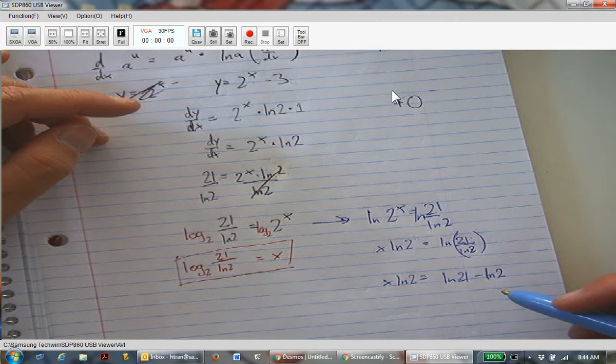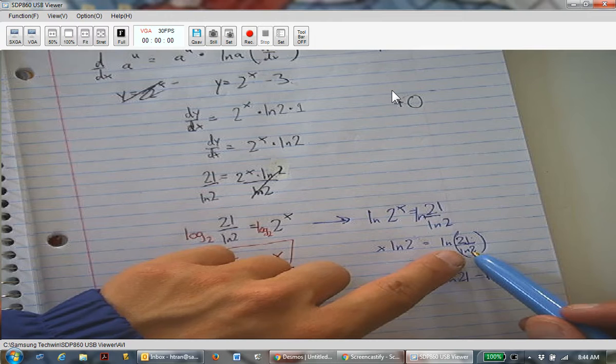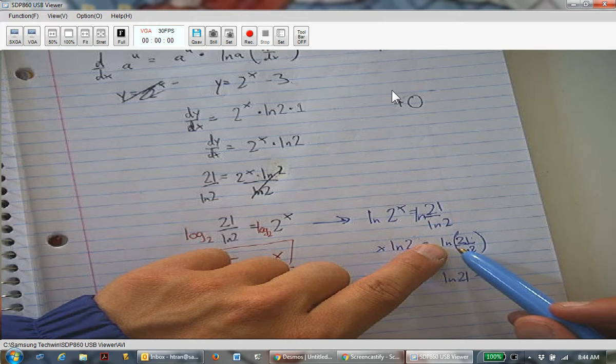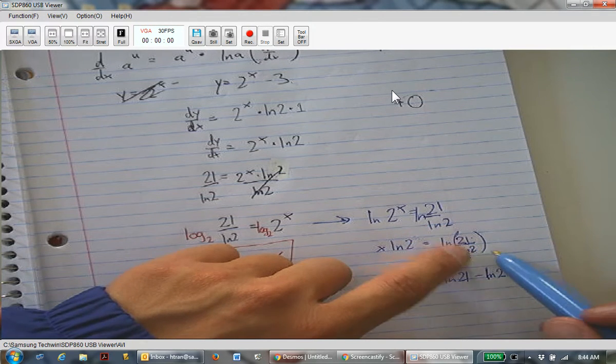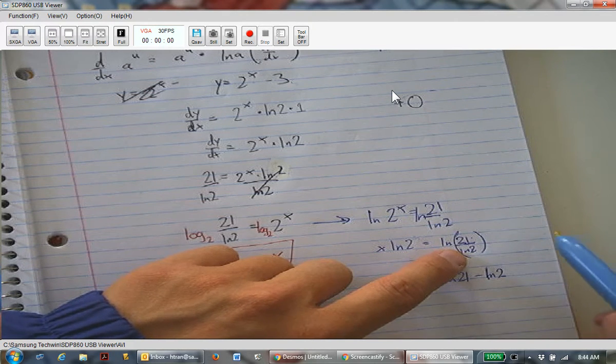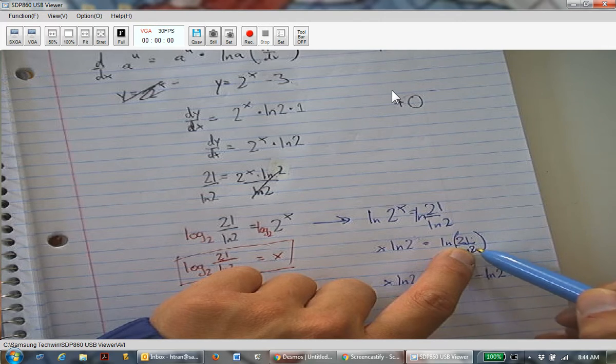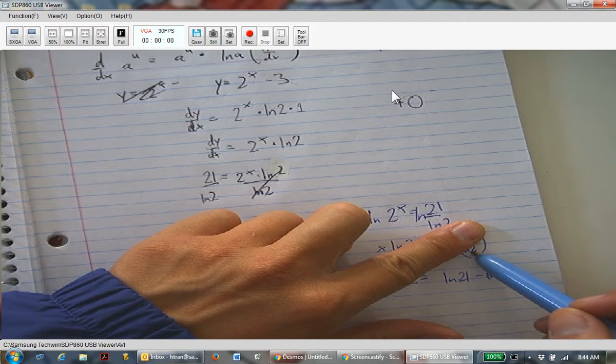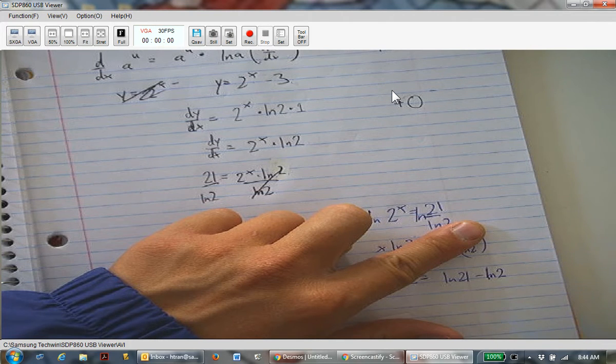Because the bottom already has a natural log, do you have to do that twice? So it's like the natural log of 21 divided by the natural log of 2. If you apply the natural log to 21, would you have to apply the natural log to the natural log of 2? Yes, because otherwise you're almost saying that 2 is equivalent to the natural log of 2. Do you see what I'm saying? Is the value of the natural log of 2 equivalent to just 2?